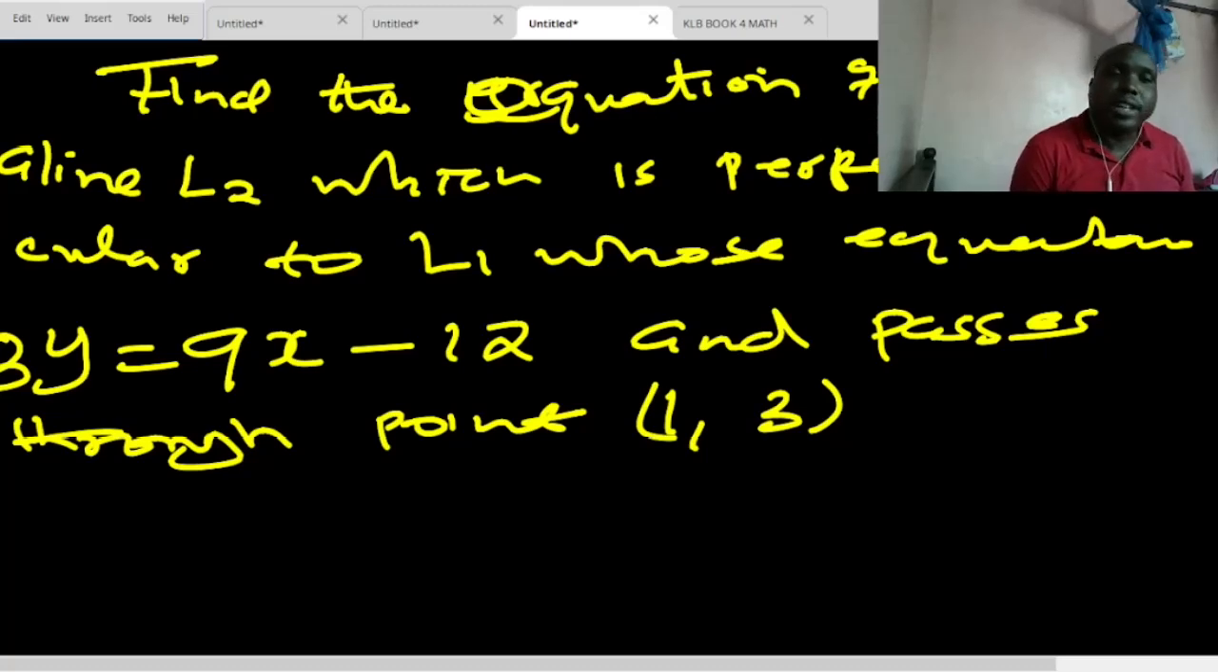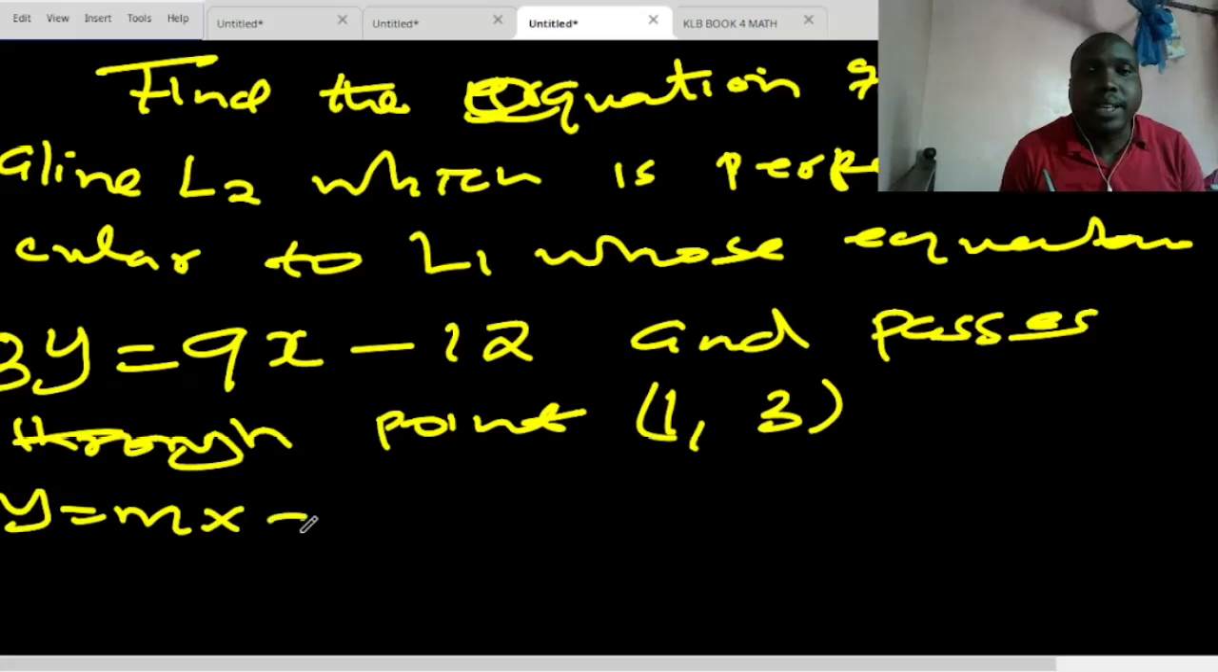So we want to find the equation of line 2. First, let us get the gradient of line 1, M1. Once we have that, we will automatically have the gradient of line 2. You cannot tell the gradient in this line unless you write this equation in the form of y = mx + c. Otherwise, you cannot tell the gradient. So let us rearrange.